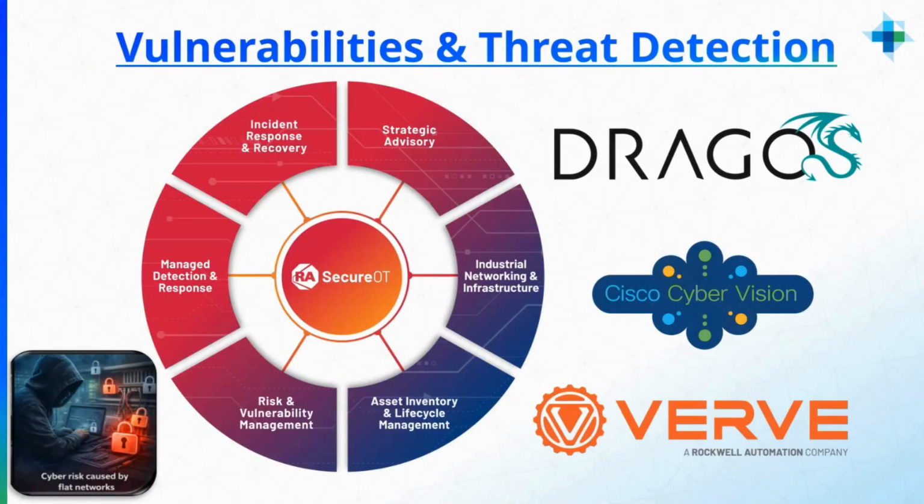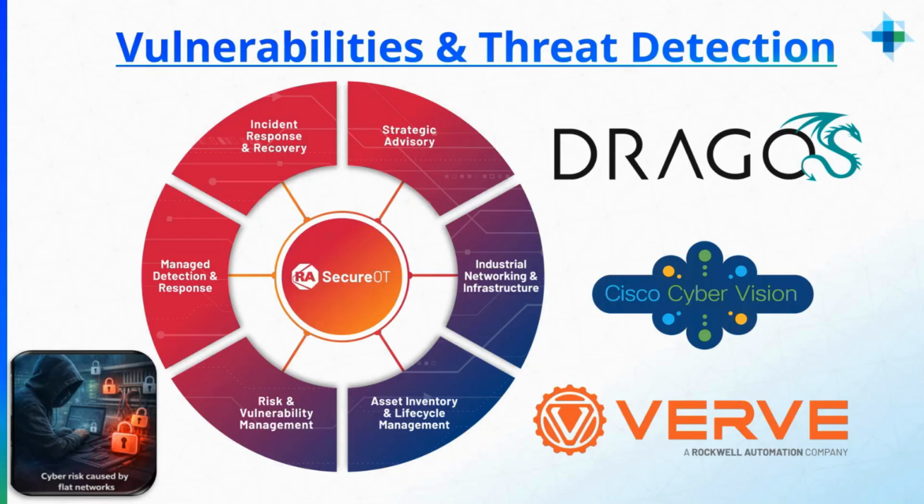So now we're going to be looking at the next problem and the solution. We have cyber risk caused by flat networks, and our solution would be vulnerabilities and threat detection. Historically, Rockwell Automation addressed OT cybersecurity through multiple individual vendors and solutions such as Dragos, Cisco Cybervision, and Verve, which could make the cybersecurity conversation complex for customers.